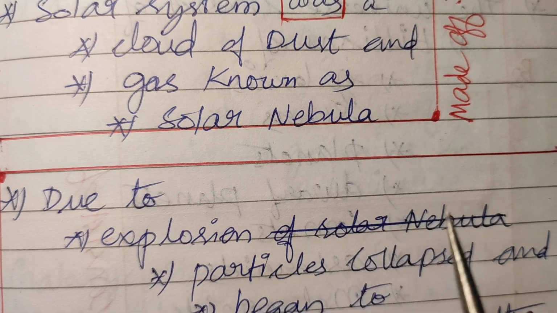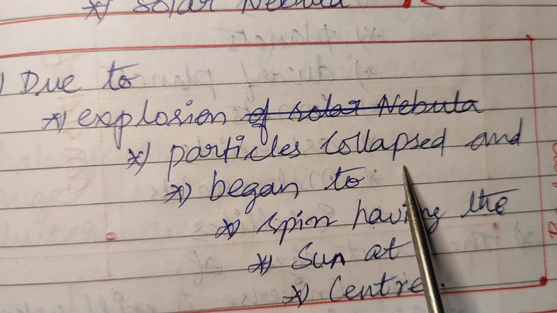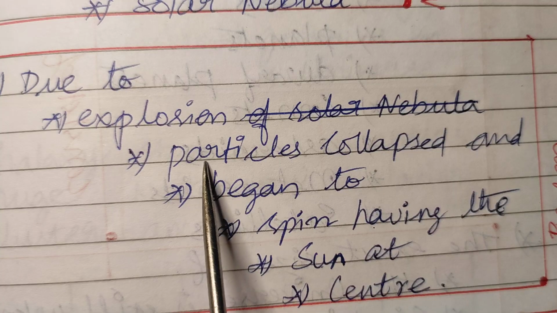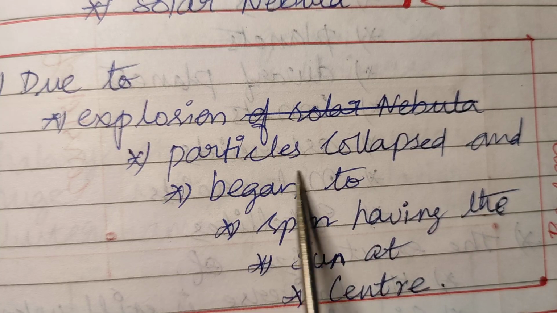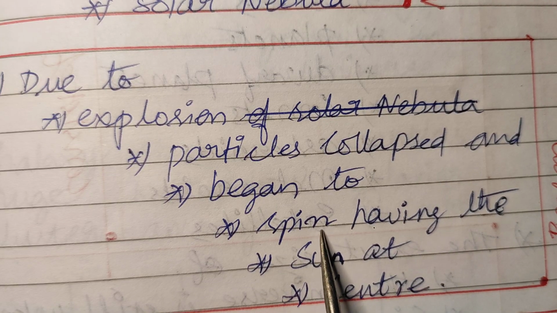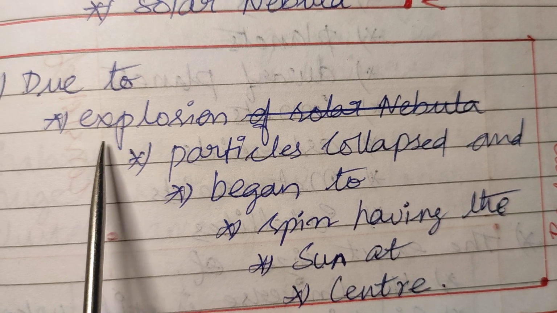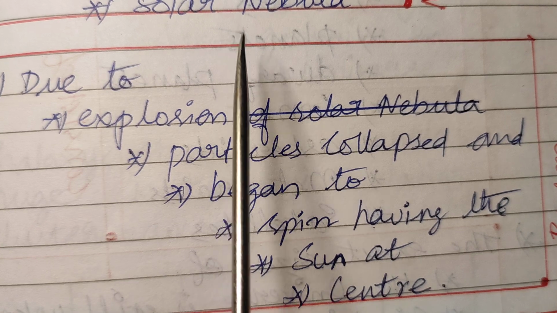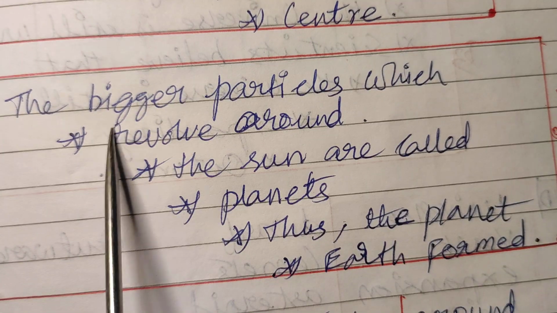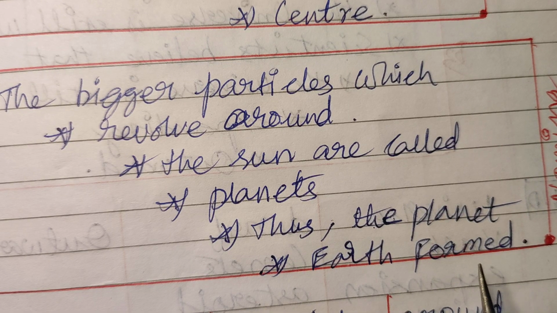Solar nebula. There was an explosion. Particles collapsed. What are the particles? It is nothing but solar nebula. The particles which make the solar nebula collapsed and began to spin, and the sun formed at the center. The explosion of solar nebula particles created our solar system. The bigger particles which revolve around the sun are called planets. Thus the planet Earth is formed.